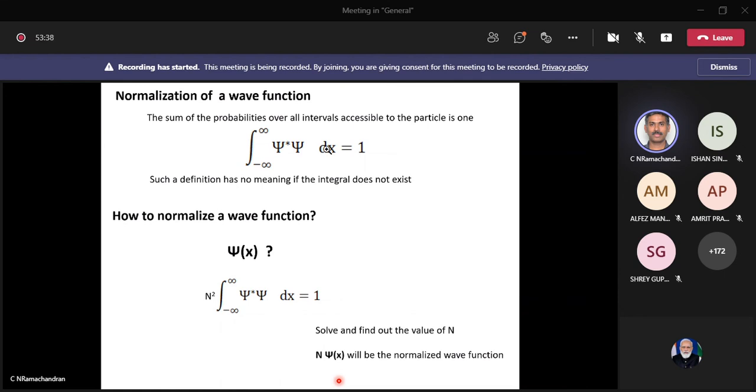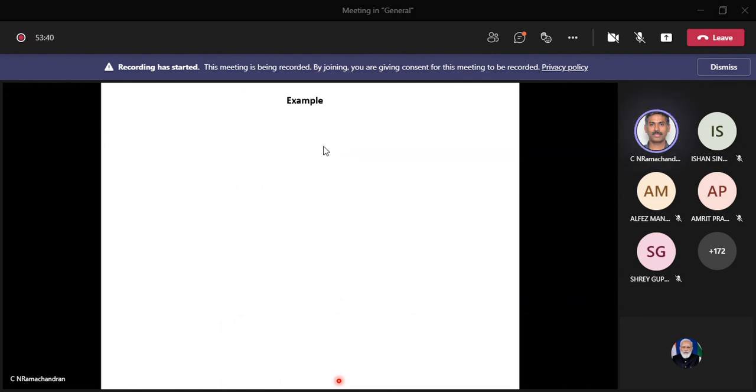We will do that in the next slide. So for example, if you want to normalize the function exponential minus alpha x square by 2 within the limit minus infinity to plus infinity. Suppose you want to normalize this wave function psi of x. That is, as I told you, this is a wave function. So I'm using exponential minus alpha x square by 2.